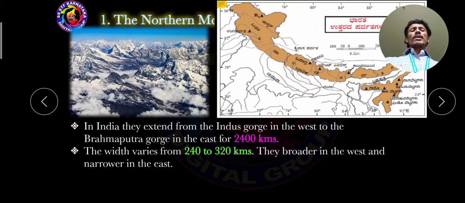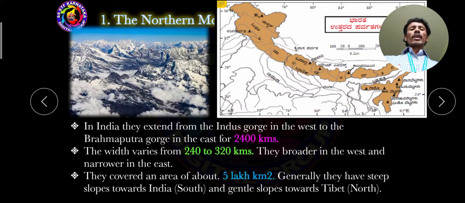Then the width varies from 240 to 320 kilometers. So this is the length and this is the width, 240 to 320 kilometers. They are broader in the west and narrower in the east. See, the western side is wide. Once we come to the eastern side, it is narrow, not wide.